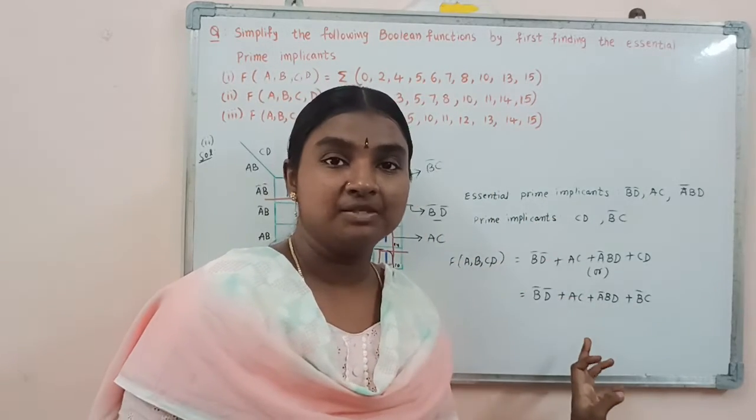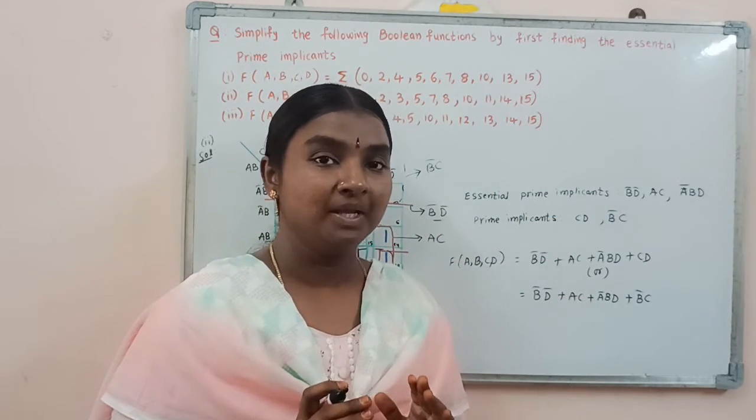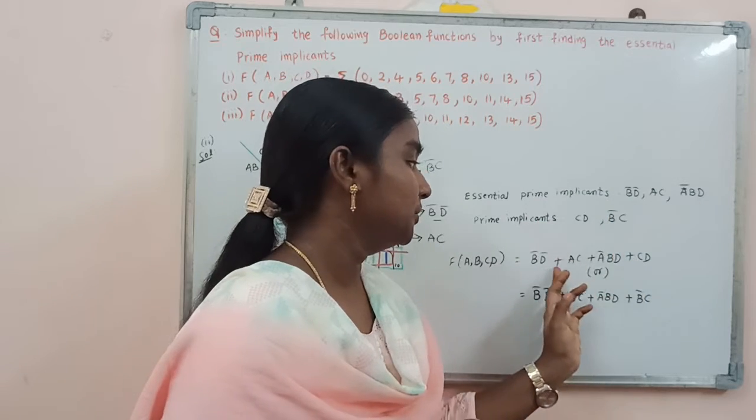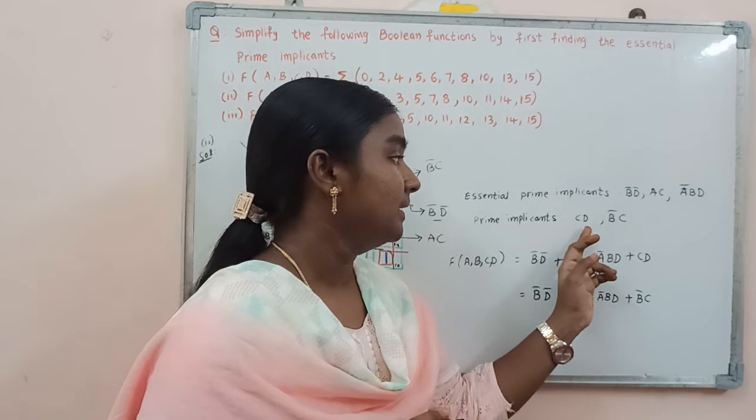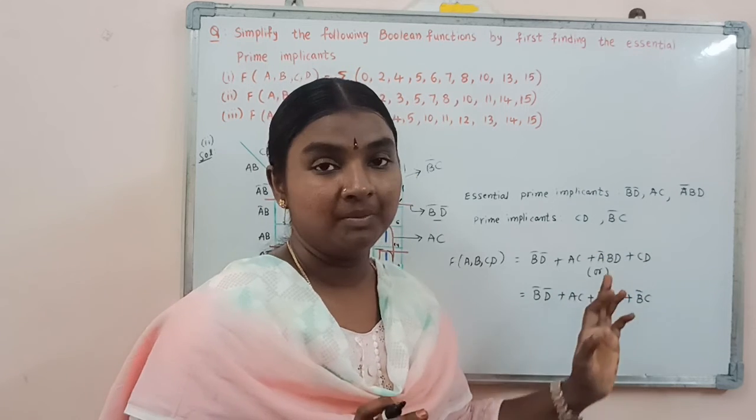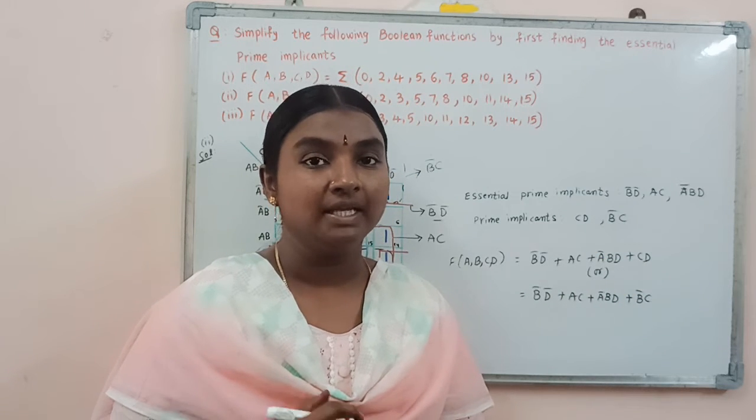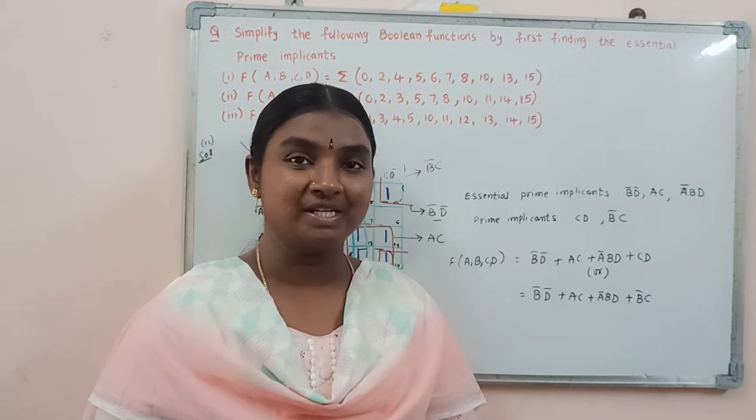In the simplified expression, the essential prime implicants, all the prime implicants we need to take definitely, and the prime implicants, whatever the prime implicant required, that prime implicant only we need to take in the simplified Boolean expression.